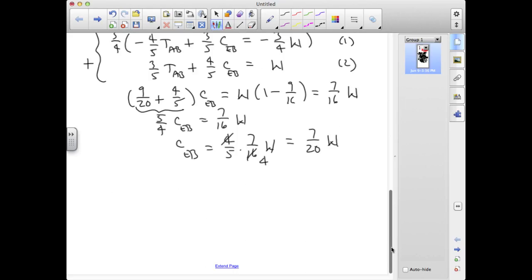We can now take this result and plug it back into equation 2, and we get 3/5 TAB plus 4/5 of 7/20, that will give me 7/25 W equals W. And that gives me that TAB is equal to 5/3 times 18/25 W, which is 6/5 W.